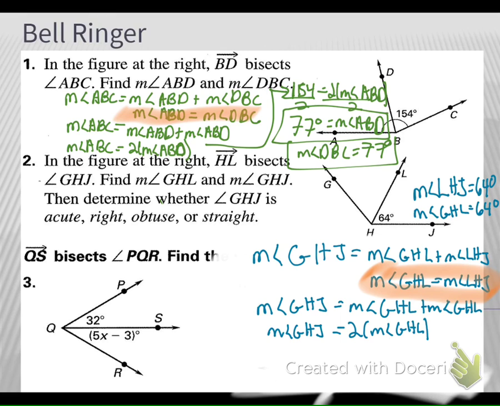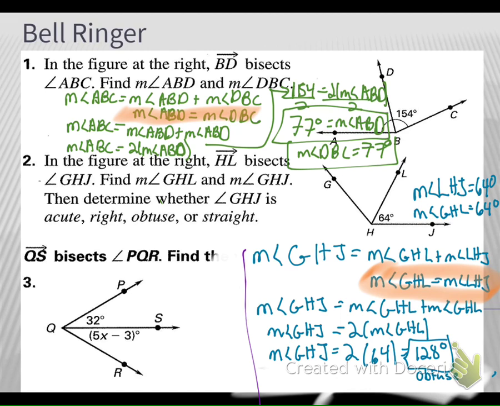So when I go down here, I can substitute that in. The measure of angle GHJ equals 2 times the measure of 64. What is 2 times 64? 128. Nice job. So we end up with that being 128 degrees. If we're looking at that angle, GHJ, is it acute, right, obtuse, or straight? It is obtuse. How did you know it? Yep. Bigger than 90, less than 180. Nice job, guys.